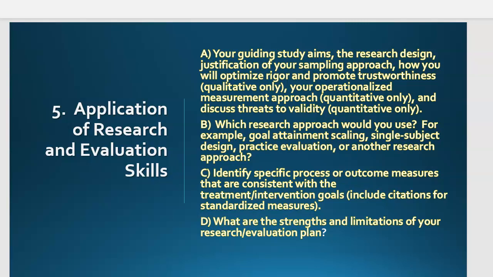So basically, what are your goals? What are the aims of your study? Then you're going to go into B.